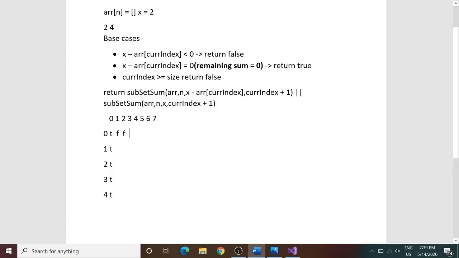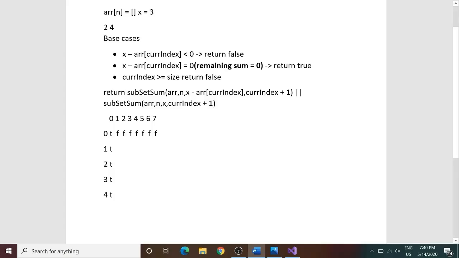What about this thing? This thing means that I have a sum of 3 left with me, but I do not have any subset with me. I do not have any elements left with me. So what is the answer to this problem? It's again false. So can you see the same thing will happen for this 4 as well, and the same thing will happen for all of these as well.